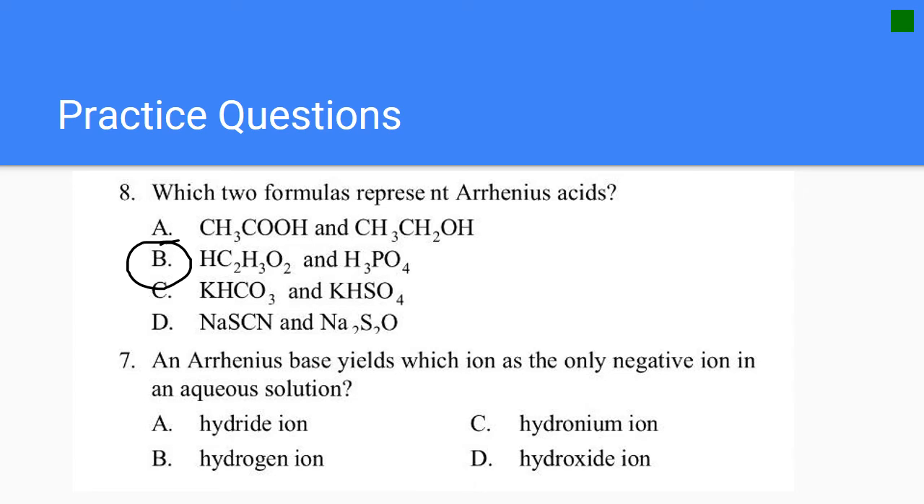Obviously, the numbers on these questions are a little messed up, so just ignore them. But number 7, as it's said on the slide: an Arrhenius base yields which ion as the only negative ion in an aqueous solution? This is straight up definition, and you guys should know this as D, the hydroxide ion. Yay!